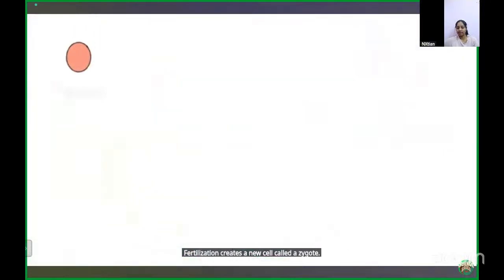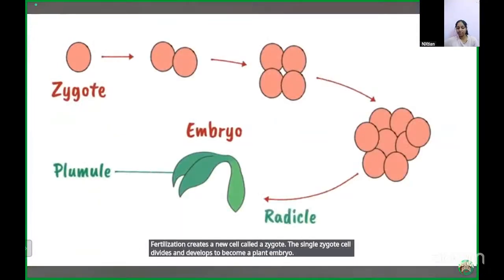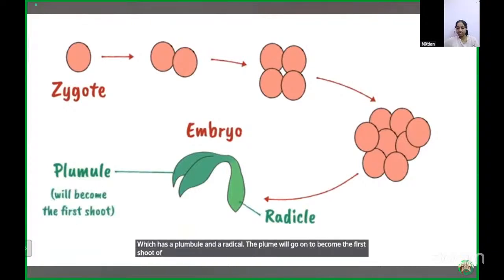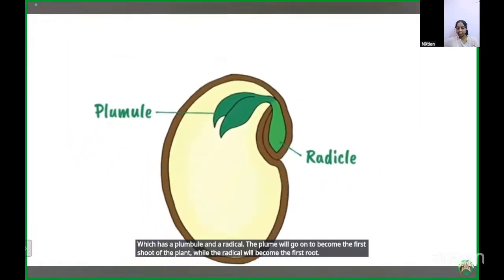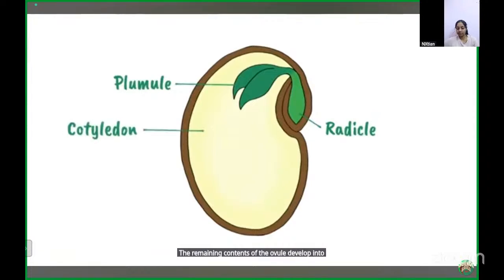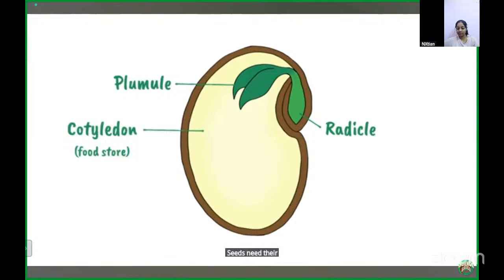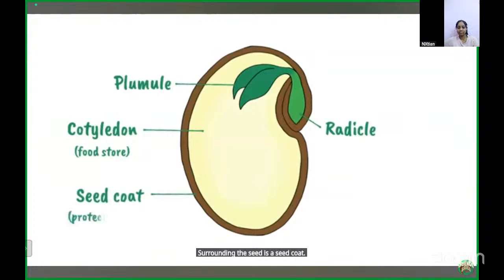The single zygote cell divides and develops to become a plant embryo, which has a plumule and a radicle. The plumule will go on to become the first shoot of the plant, while the radicle will become the first root. The remaining contents of the ovule develop into cotyledons, which act as a food store for the new plant. Seeds need their own food store for the earliest stage of growth because no food is produced by photosynthesis until leaves develop. Surrounding the seed is a seed coat, a protective layer which forms from the ovary wall.